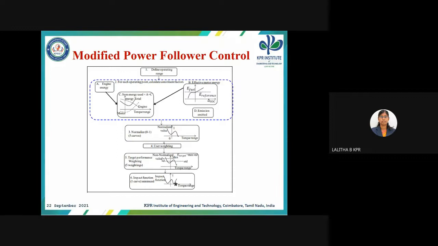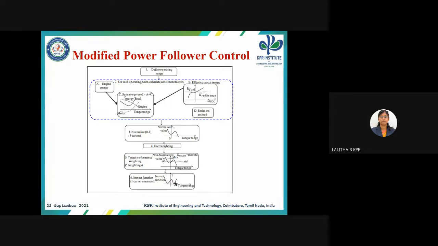The third step to calculate the constitution factor is to calculate the total energy that would be consumed by the vehicle, and the fourth step is to calculate the emission that would be produced by the IC engine. So these are the steps to find the constitution factor.